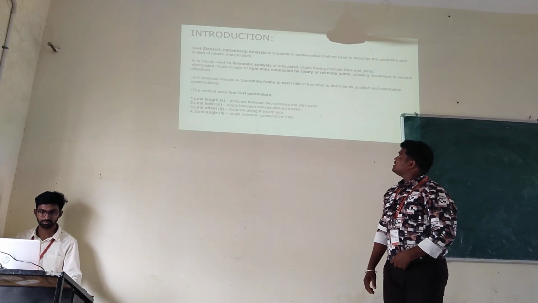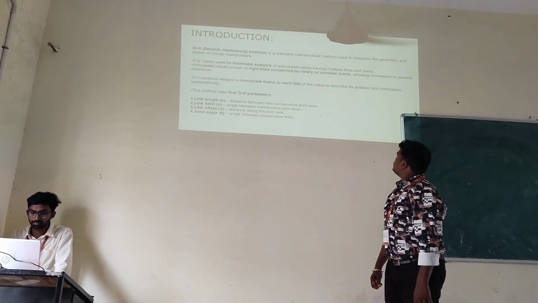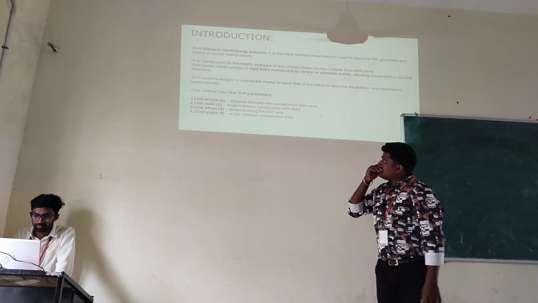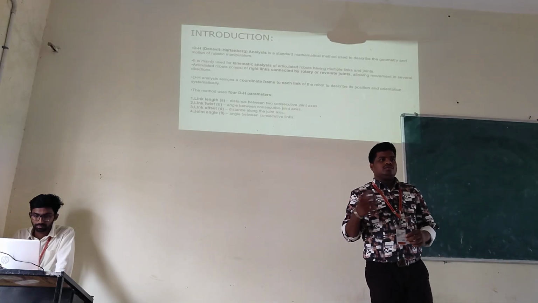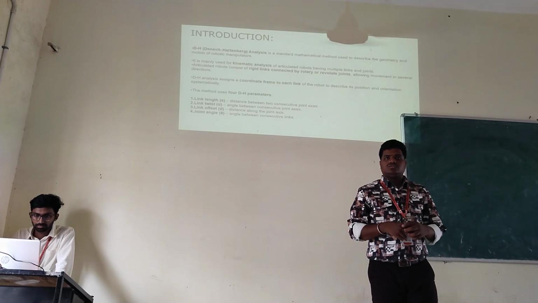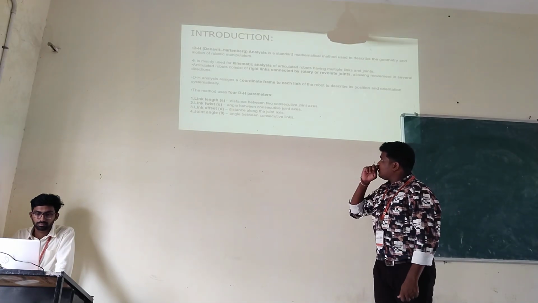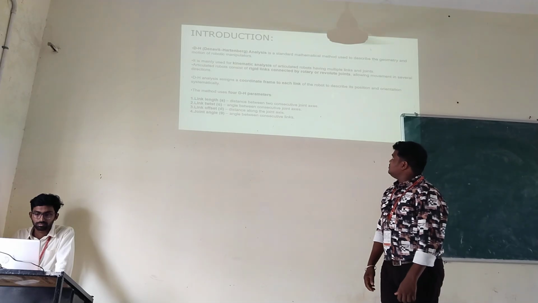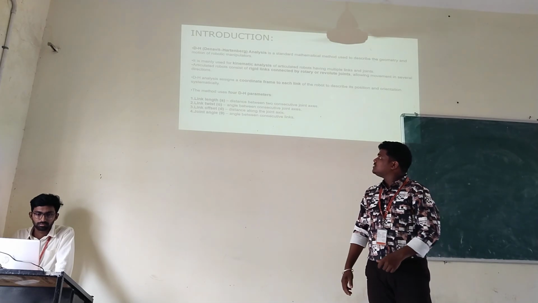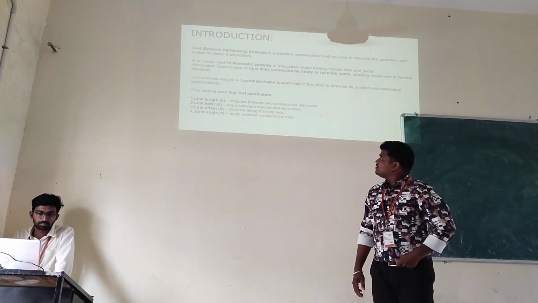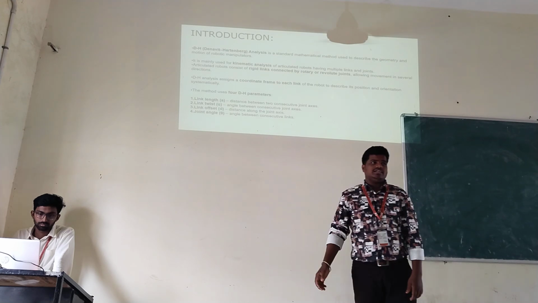Articulated robots consist of rigid links connected by revolute joints, allowing movements in several directions. Basically, articulated robots use only rotary joints to move. DH analysis assigns coordinate frames to each link of the robot to describe its position and orientation. The method uses 4 DH parameters. These are the 4 parameters used in DH analysis.